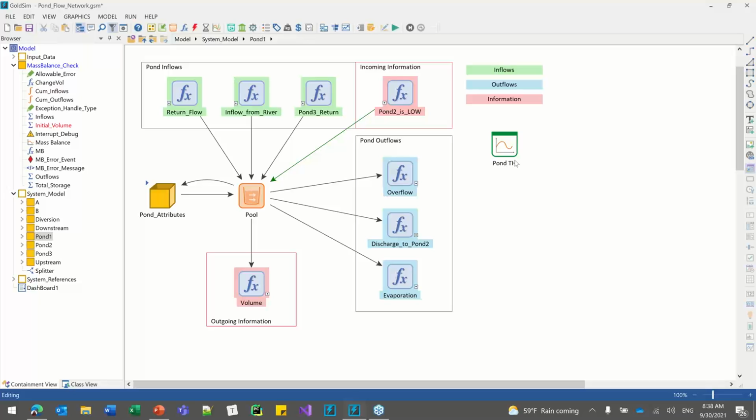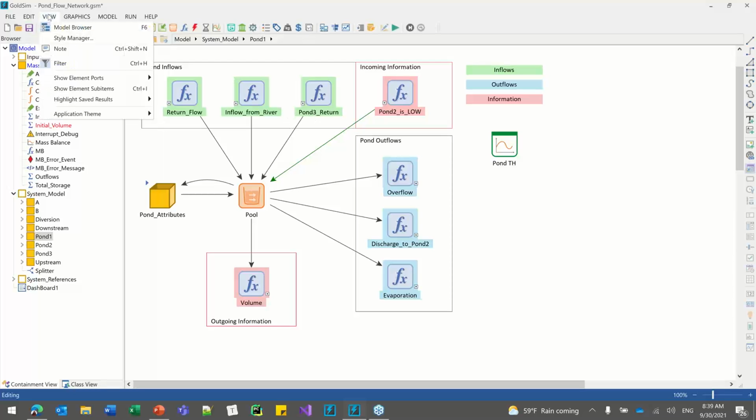So I just went into one of the pond containers, and you can see I have highlighted green the inflows that are coming in. You also can tell that they are inflows because the input port is highlighted. The input port is shown here on the left. It has a dot. This is since GoldSim, I think 10.5, we've been having these.